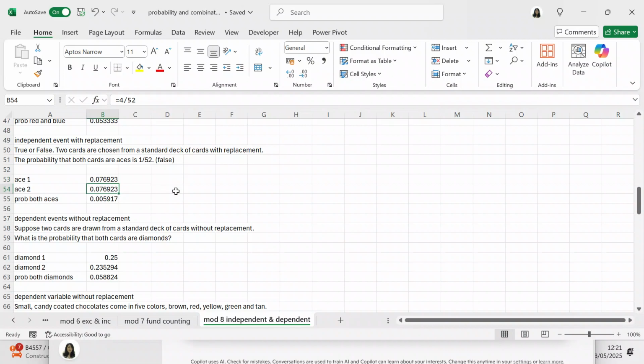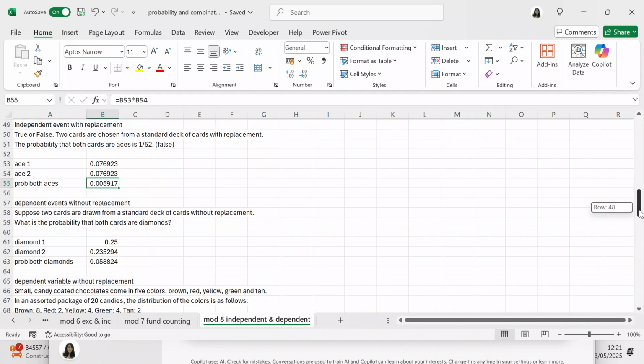Probability of the second ace is 4 divided by 52 because the previous card was replaced, and that's why you get 4 over 52. The probability of both aces is ace 1 times ace 2, which is 0.5917%.